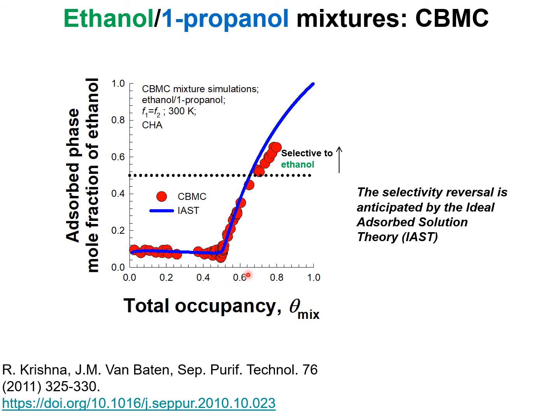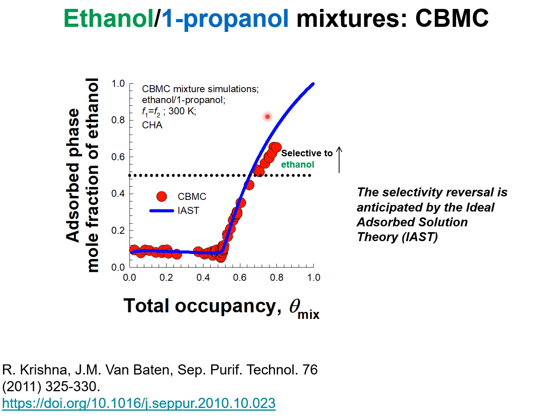However, as the pore occupancies increase beyond about 0.7, the mixture adsorption reverses in favor of the shorter ethanol molecule, because the ethanol molecule has a higher saturation capacity and is therefore entropically preferred, whereas 1-propanol, being a longer molecule, has a lower packing efficiency and is entropically challenged.